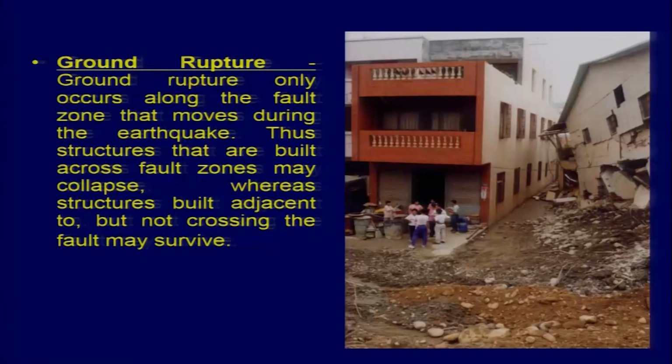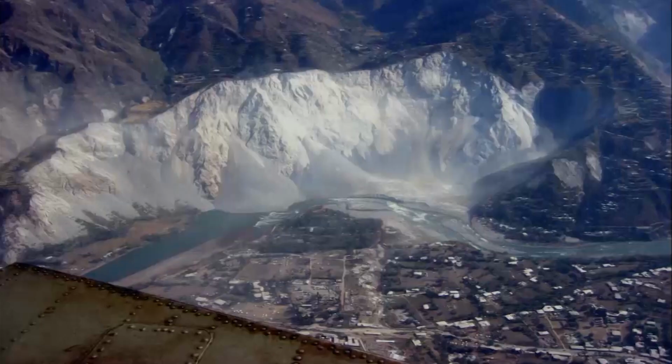Now, this is an example from Taiwan. The rupture passed through this area, and the adjacent house was as it is, but this one got damaged because it was constructed on the fault line. So, this is from the Taiwan 1999 Chichi earthquake example.